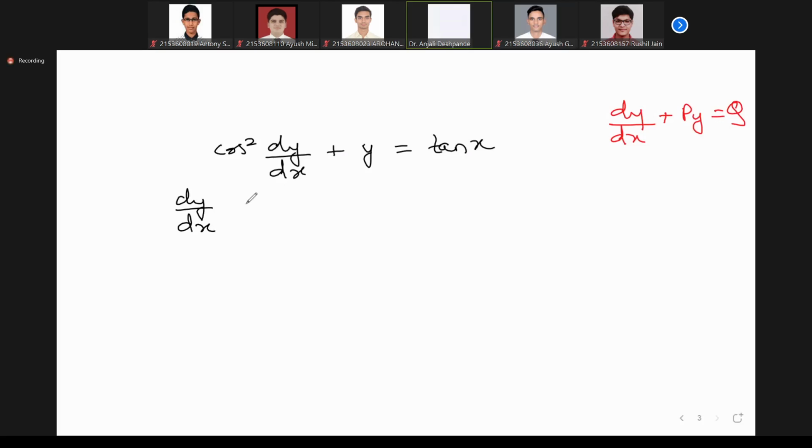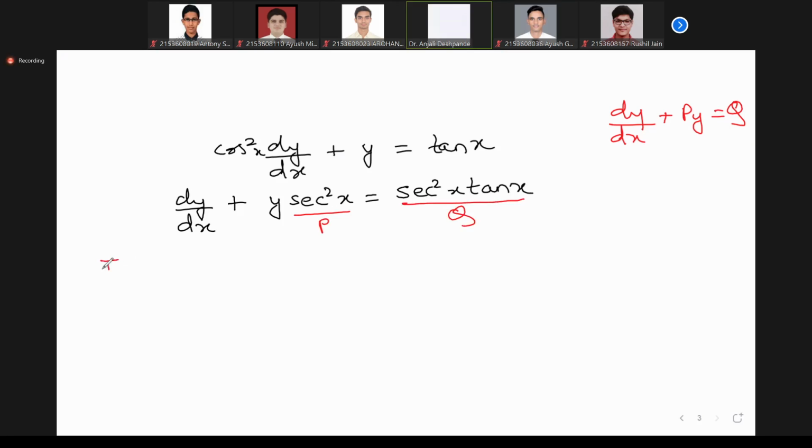See, now dividing by cos square x means 1 upon cos square means it is secant square, isn't it? Yes or no? Yes, ma'am. So here cos square x, I will just write like this, secant square x. So dividing by cos square means that is secant square x only. Now you can tell me which is P and which is Q. Which is P? Secant square x. Which is Q? This RHS, right?